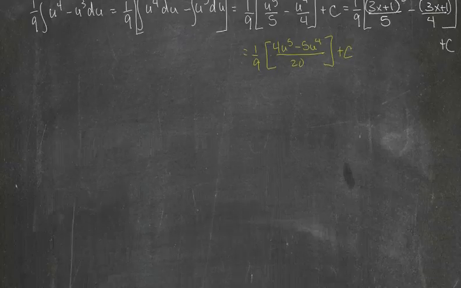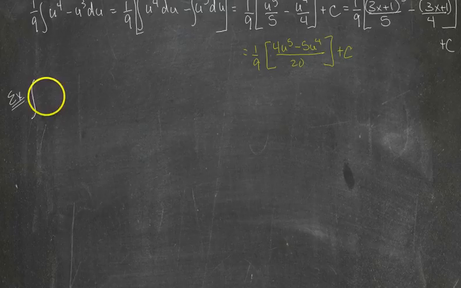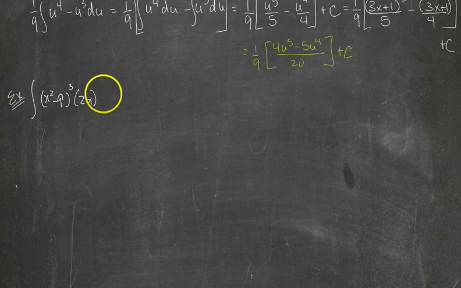One more example, just to make sure we really get it. Let's find the antiderivative of (x squared minus 9) cubed times 2x dx.